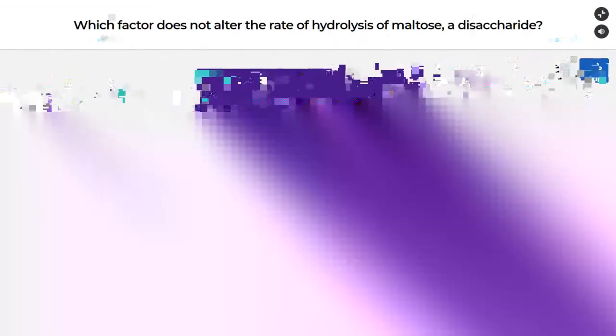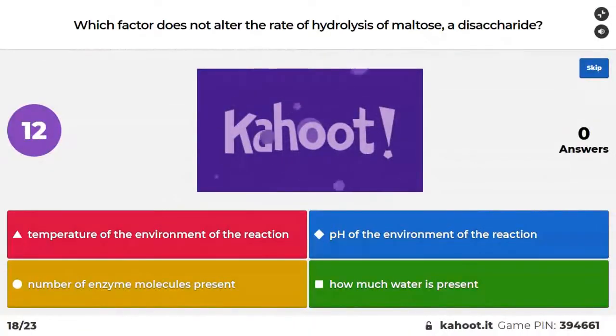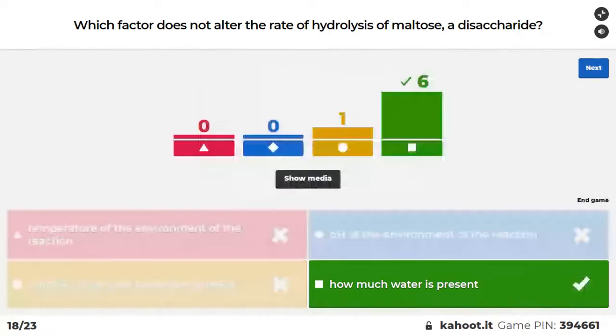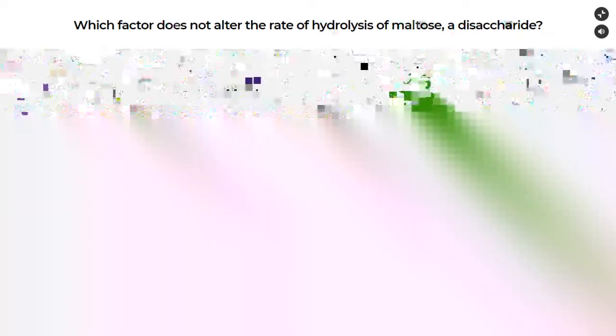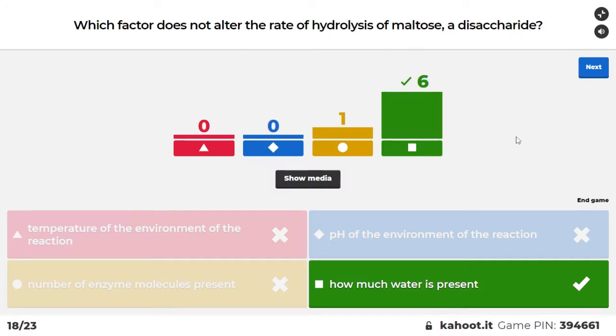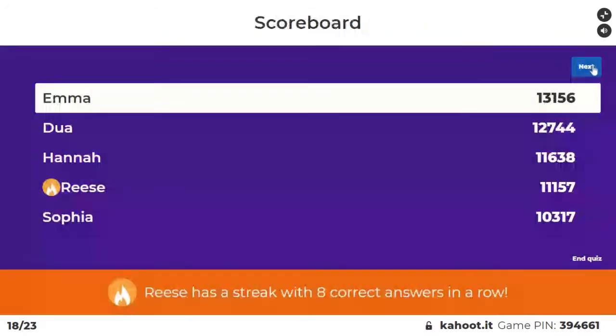So which factor does not alter the rate of hydrolysis of maltose? Which one would allow it to work just fine? How much water is present? Okay, yes, I think that is definitely a good example, actually. I like that. Good. All right. Okay.